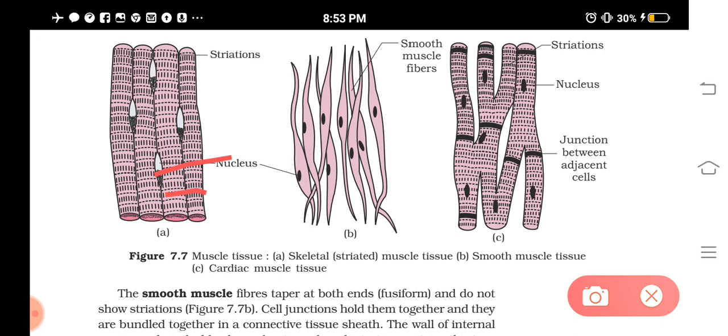Understood? If our will says, our mind, brain says, then it can move. So they are known as voluntary muscles. Okay. Then next one is what?